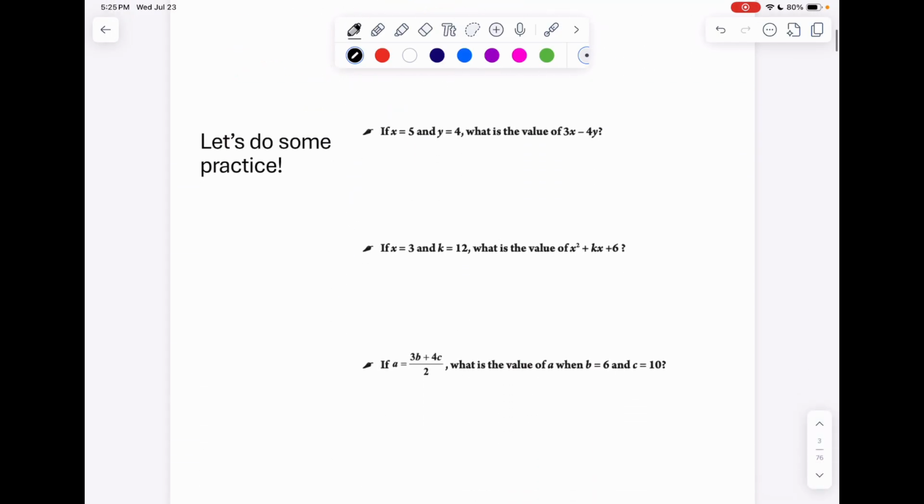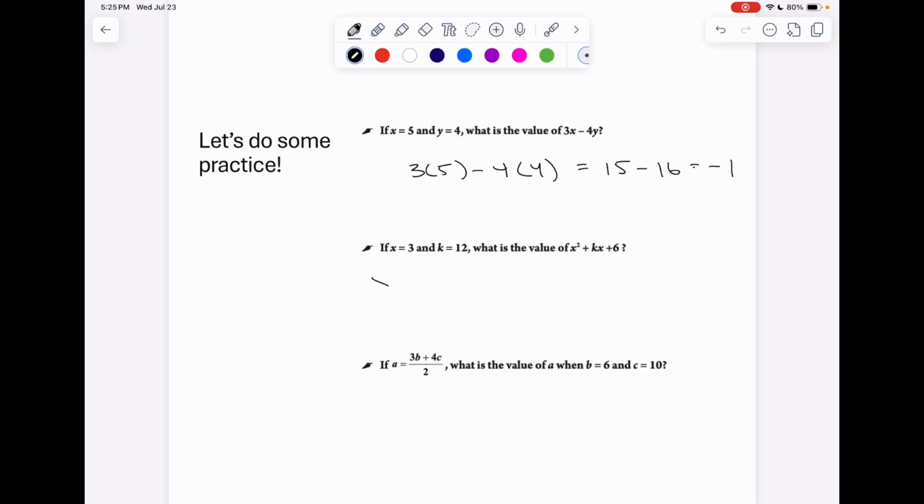Now, let's do some practice. If x equals 5 and y equals 4, what is the value of 3x minus 4y? We'll do 3 times 5 minus 4 times 4. So that's 15 minus 16, or negative 1.